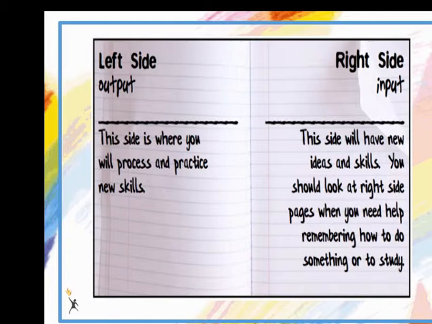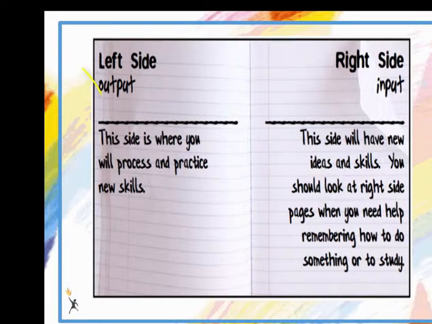Here's a visual, shows you a two-page spread of an interactive student notebook. You'll see that the seam down the middle where the page is sewn in is the divider. The right-hand page is the input page. This is where you get the data from me, the ideas, the skills, the information, the concepts. The right-hand pages are where you get your reference material. So if you're taking a test, the information comes from the right-hand side.